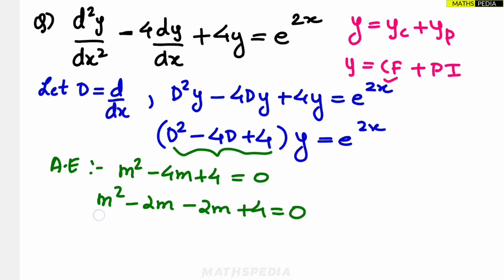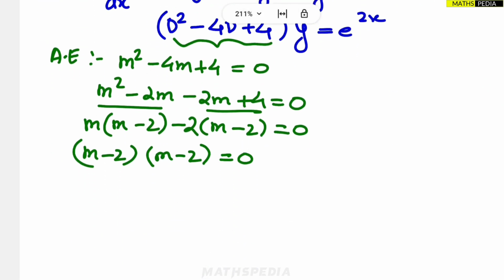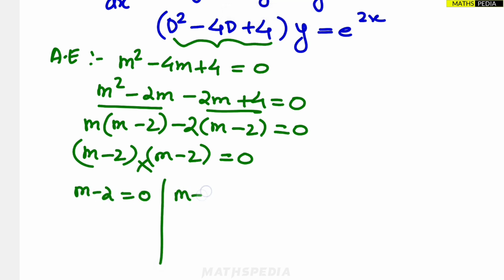Next, from this, can I take m common? So m into m minus 2. Here also the common factor should be m minus 2, right? What will be outside? Outside will be minus 2. So if you take m minus 2 common, we get m minus 2 times m minus 2 equal to 0. Since it is a multiplication, can I write m minus 2 is equal to 0 and m minus 2 is equal to 0? From this, the m value will become plus 2. Here also the m value will become plus 2.